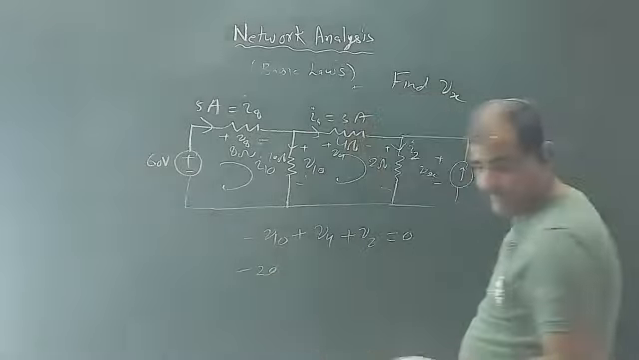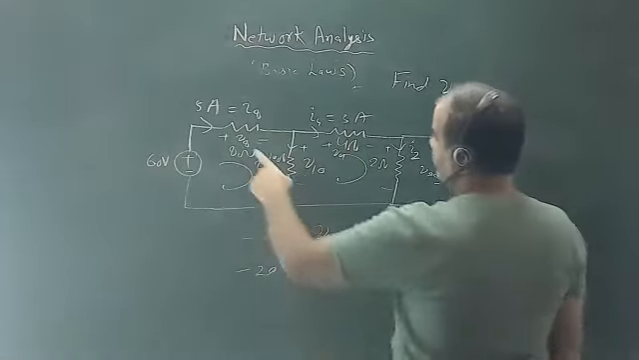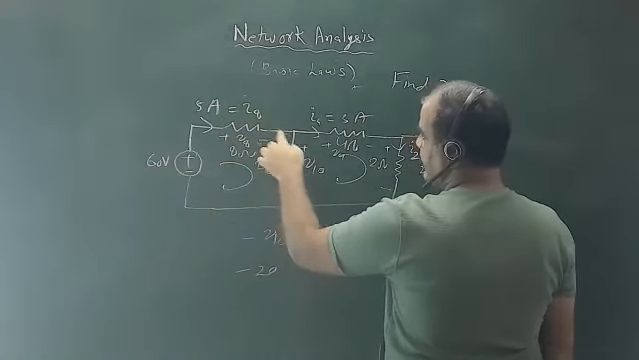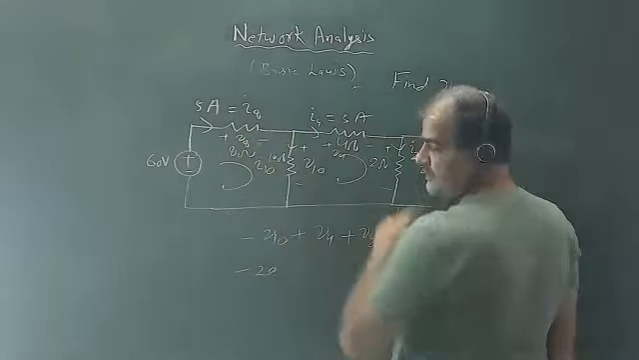Sir, how is I4 3 ampere? I4, okay. So 5 ampere is coming into this node, okay. We apply KCL here. Yes. 5 is coming in, and here we calculated this value 2. So 5 minus 2 it will be 3.